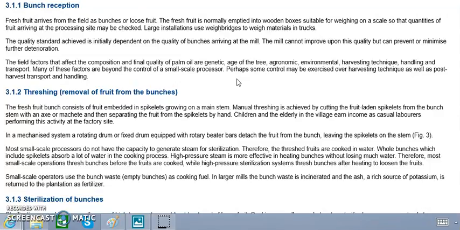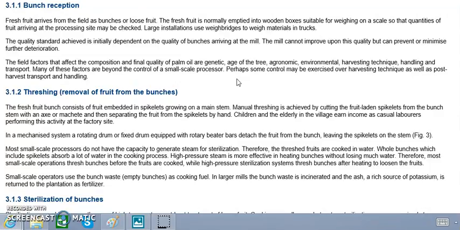If unfortunately you can't get your proper siting or site your processing facility close to the farm, then there's an opportunity for people to actually move the bunch from the farm to where it's going to be processed. So you can look into that if you are considering investing in palm oil. That's one thing to look at. So that's one way.